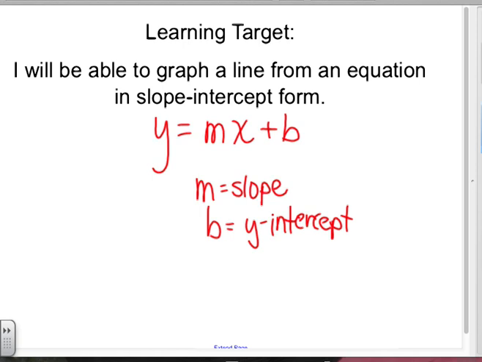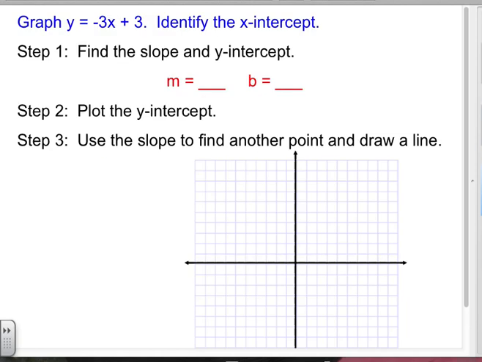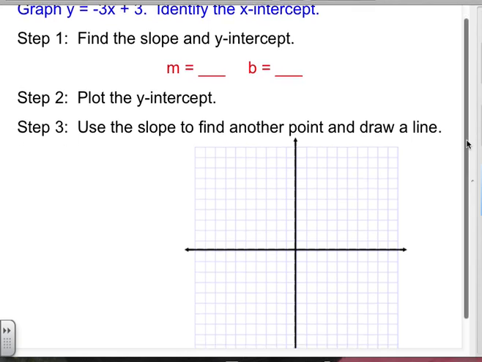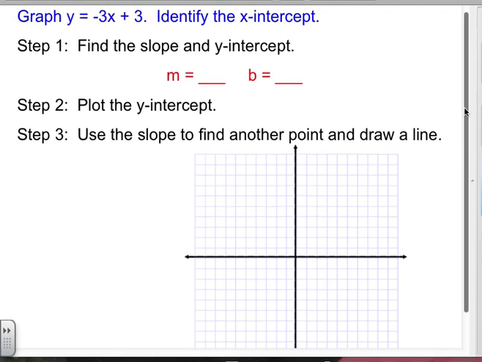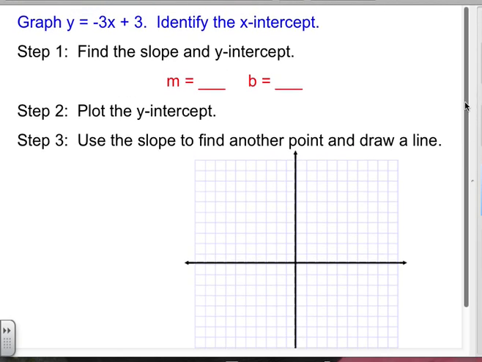So, let's look at one. In blue, it says, graph the equation y equals negative 3x plus 3 and identify the x-intercept. I'm not super worried about the x-intercept yet at this point, but if we see it, I may touch on it just a little bit. Oops, I guess we need to see that equation, don't we? There it is. So if I'm looking at my equation, y equals negative 3x plus 3, it is in slope-intercept form.